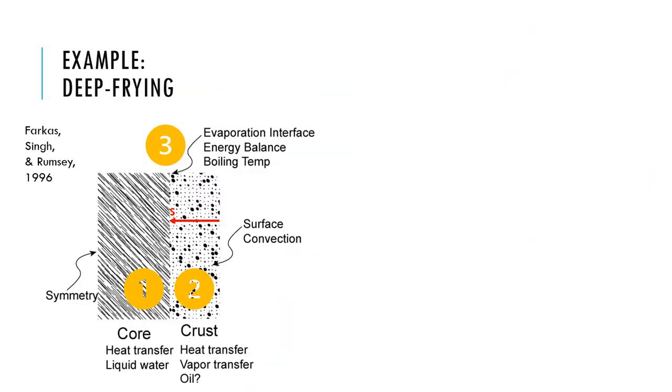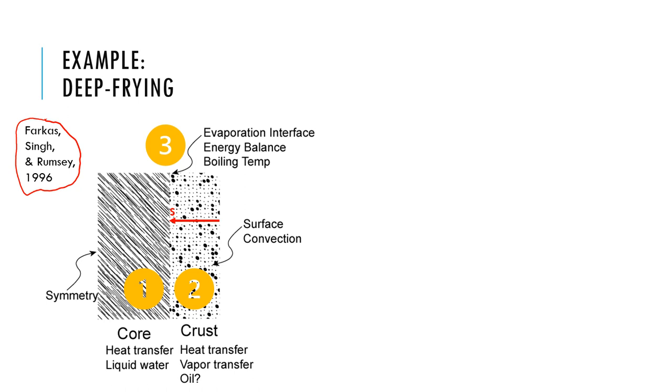Another example of a food process where the sharp boundary framework can be used, or has been used, is deep frying. Now I'm not getting into the details of all the equations, and for that the reader is referred to the original work by Farquhar and Ramsey, and there you can find the full details of the equations.